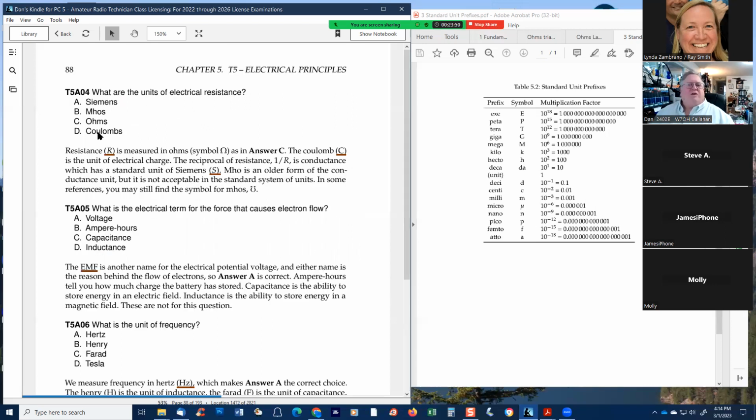Electrical resistance is in ohms. And remember, we had Ohm's law that had this nice little circle. If you remember, the R is resistance. And the term for what causes electron flow is voltage. Remember, we talked about how hard you push. That's the force that pushes the current through. And EMF is electromotive force.